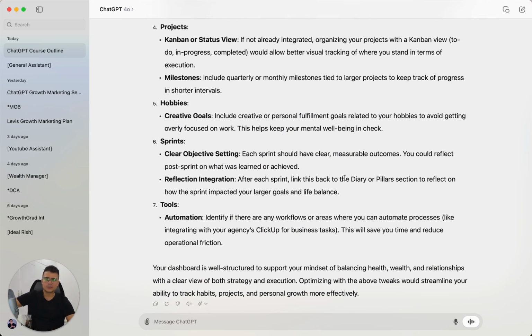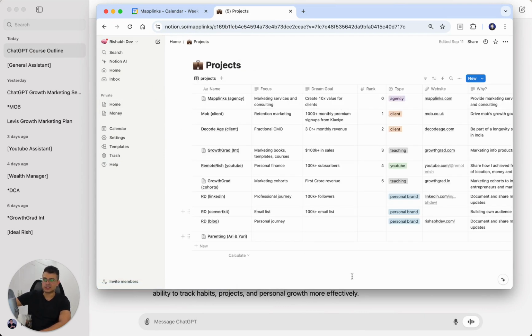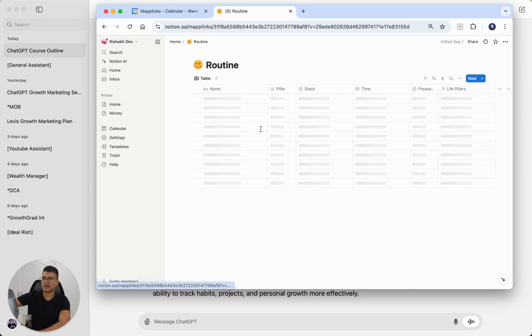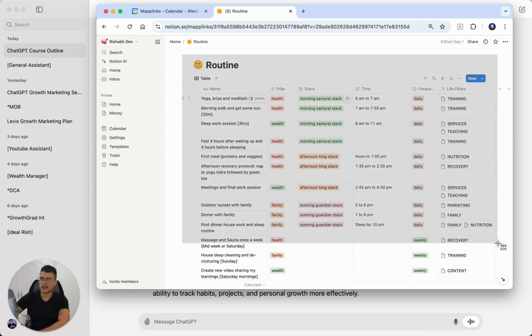So the reason why I did this was for it to understand the overall structure, because as we deep dive into the dashboard, I would ask it to make certain adjustments, to make certain improvements in the overall way that I'm doing things, right? So we have discussed the diary, the routines, and so forth. Now what I'm going to do is feed in my routine into it, which is again from Notion, and then see how I can improve it further.